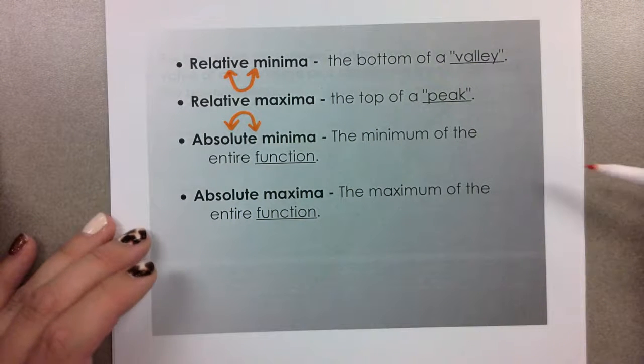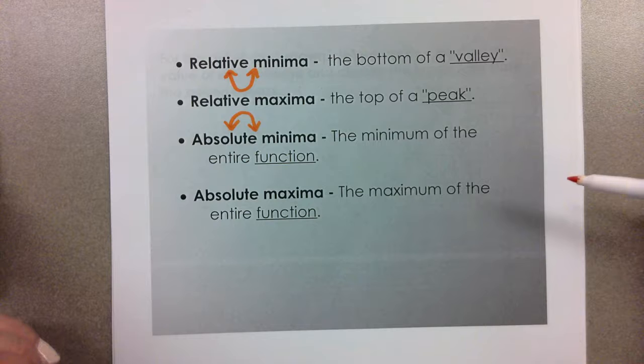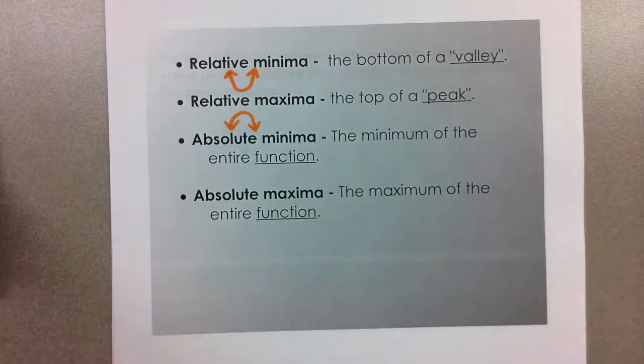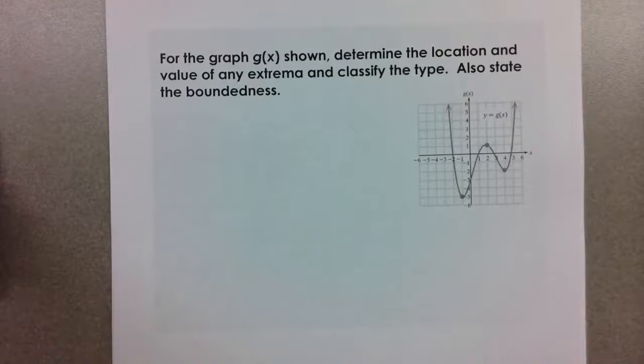The absolute minimum is the minimum of the whole function. Nowhere in the function does it go below this. Absolute maxima, nowhere in the function do I go above this. So we're going to determine the location and value of an extrema and classify the type.